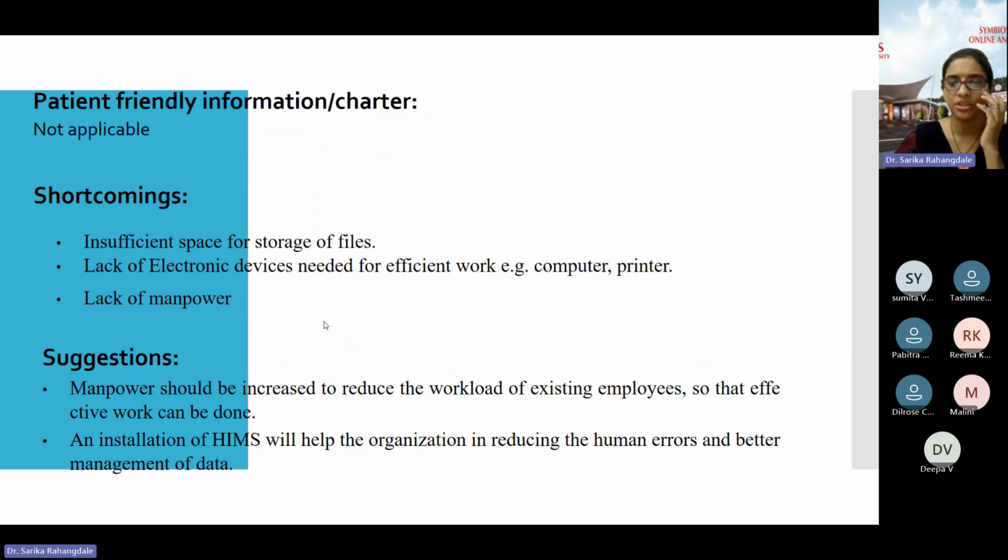The same information is already shared with you via the sample report. So patient friendly information is not applicable, right? Because patients are rarely visiting the medical record department. So shortcomings and suggestion.